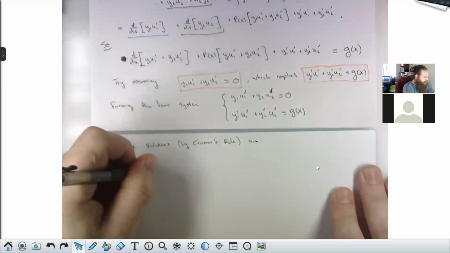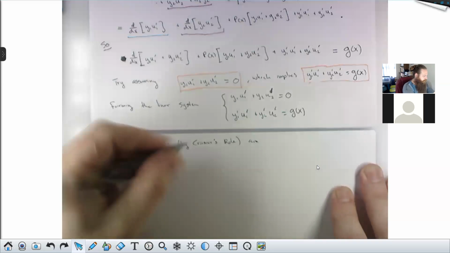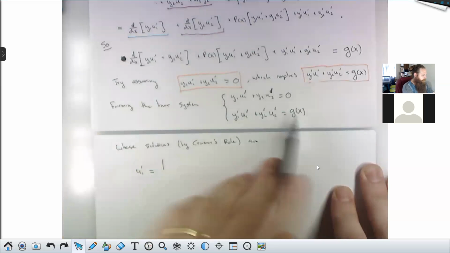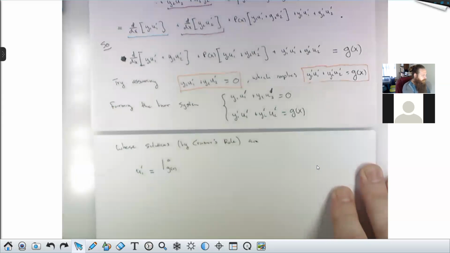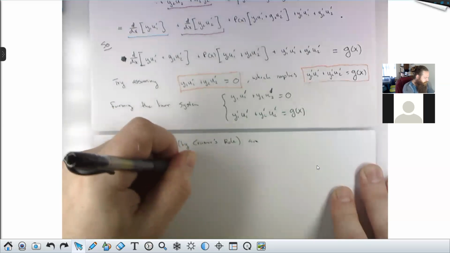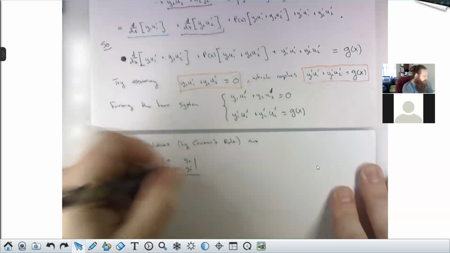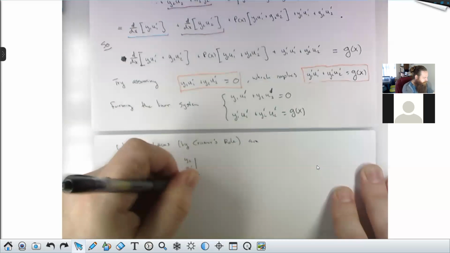u1 prime equals upstairs here. What did we say? Upstairs, we replace the first column. So you take your Wronskian matrix, your Wronskian determinant, you replace the first column by the right-hand side. So that's 0, g of x. And then the regular matrix A here, which is what's left here is y2 and y2 prime. And you divide this by the Wronskian of y1, y2.